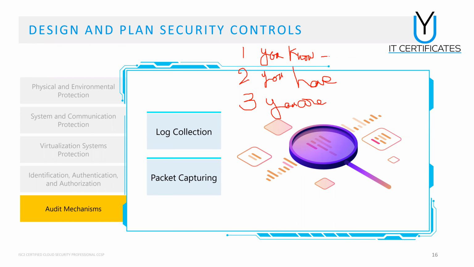Something you know can be a username and password. Something you have can be a token, a mobile, or an email, where I can send a key or passphrase for you.